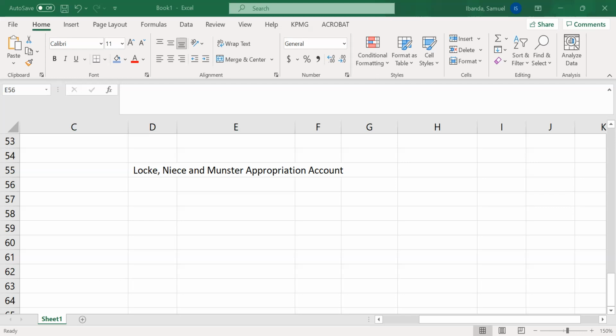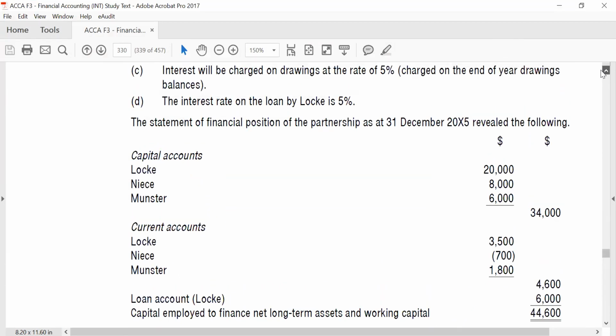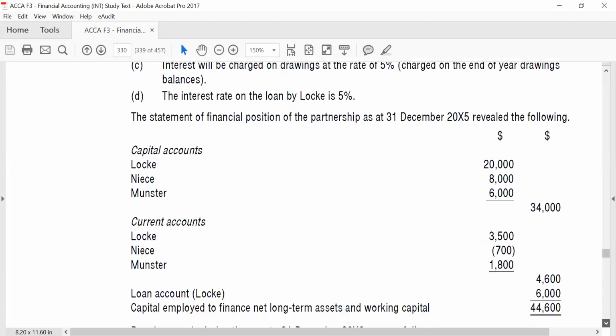Sorry. So back to our question here. Let's see from this information if they have given us our profits. They share the profits in the ratio of that. They have given us interest on capital, the salary, and interest on drawings. They have given us the statement of financial position here.